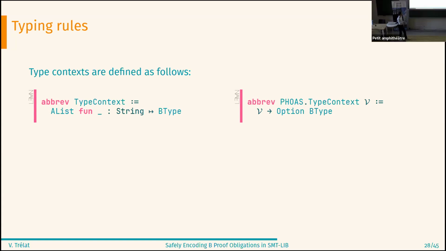And in the abstract world, well, I want something higher order, right? I want something easy to manipulate within the proofs. So it's just a map, V to B type. And this is really easy to work with.